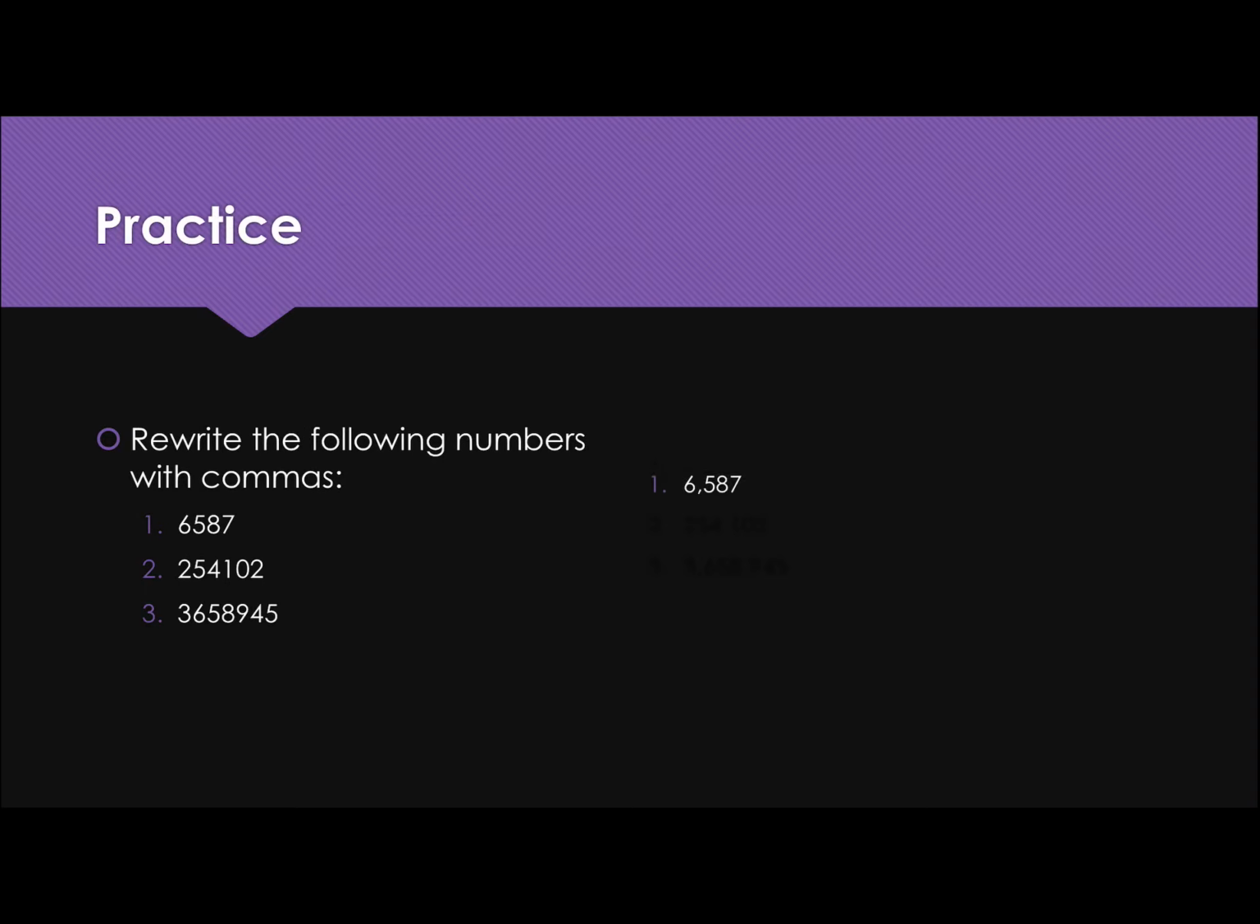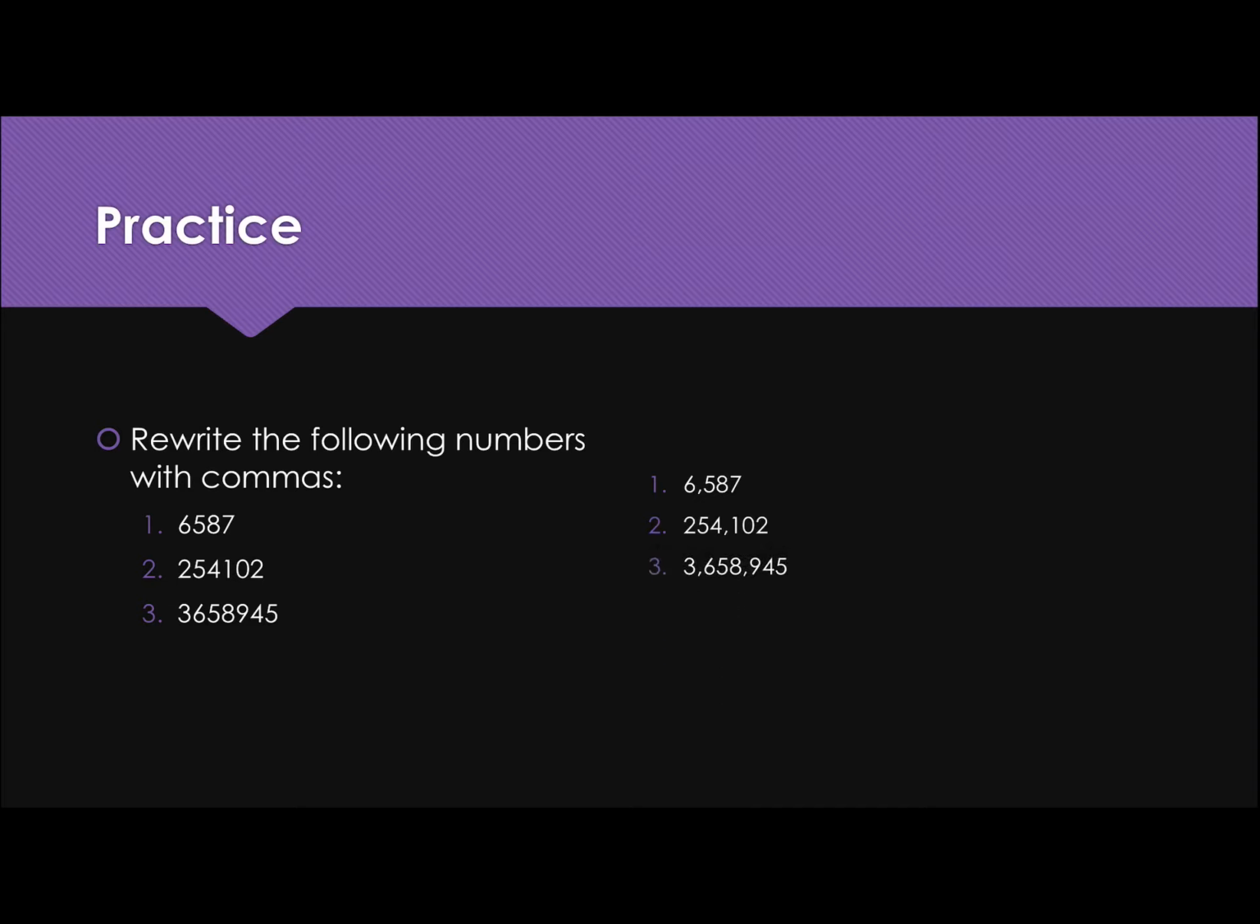So for number 1, it should be rewritten like this: 6,587 with the comma between the 6 and the 5. For number 2, 254,102 with the comma between the 4 and the 1.